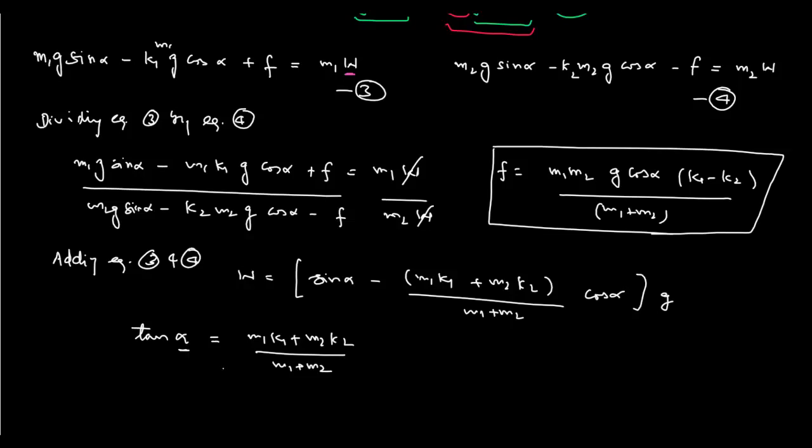So that angle alpha is the minimum angle at which the blocks are at the verge of sliding, and if we increase alpha a little bit more, then these blocks will come into acceleration and they will move with a common acceleration W. Clear?